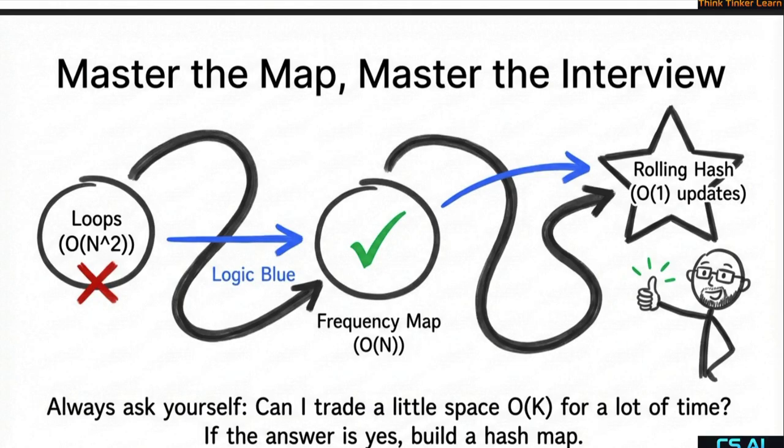To wrap up, master the map and you'll master the interviews. Always ask yourself, can I trade a little bit of space, O of k, for a lot of time? If the answer is yes, build a hash map. We have moved from slow O of n cubed loops through the logic, to an efficient O of n frequency map, and finally to the star of the show, rolling hashes with O of 1 updates. This journey from messy searching to instant lookup is the heart of algorithmic optimization.